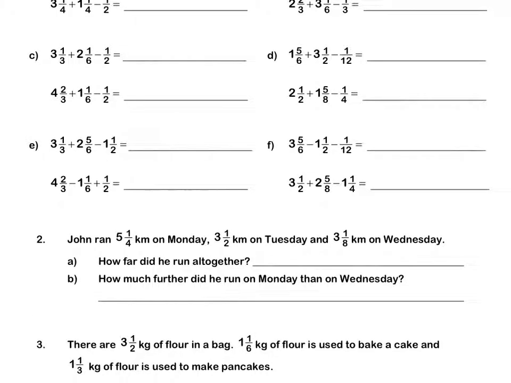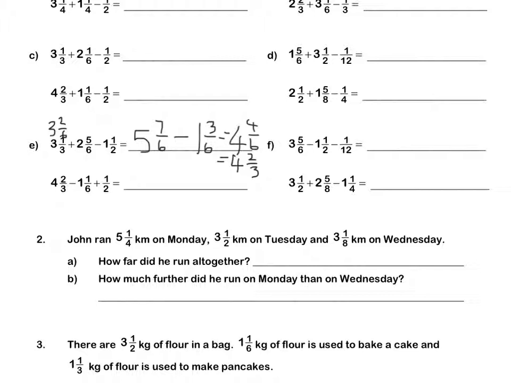Let's look at E. 3 1/3 plus 2 5/6. 1/3 is 2/6. Therefore, 3 plus 2 is 5. 2/6 plus 5/6 is 7/6. Minus 1 whole. A half is 3/6. So the final answer is 4 4/6, or in simplest form, 4 2/3.